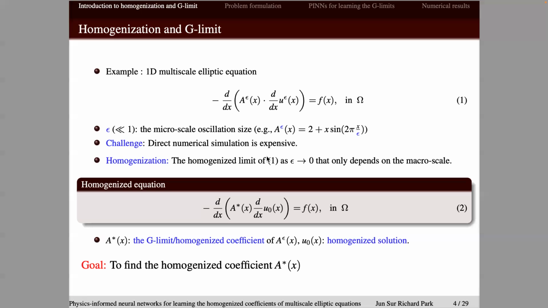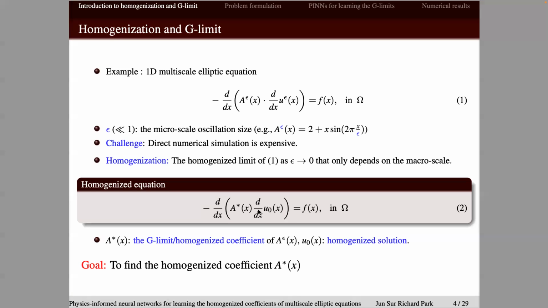So that motivates homogenization. There is a lot of theory about homogenization, but here I just want to deliver some general idea of it. For homogenization, we study the homogenized limit as epsilon tends to 0. So we study the limit of this equation as epsilon tends to 0, and this is the homogenized equation, which is the limit of equation 1, our original multiscale problem, as epsilon tends to 0.